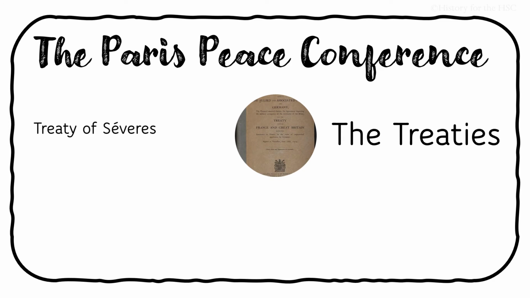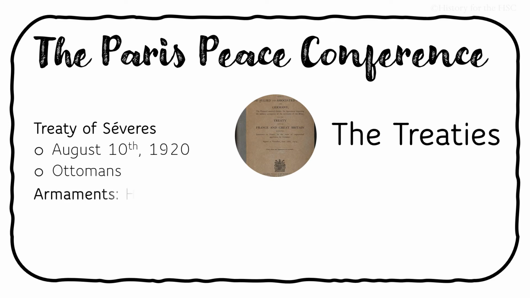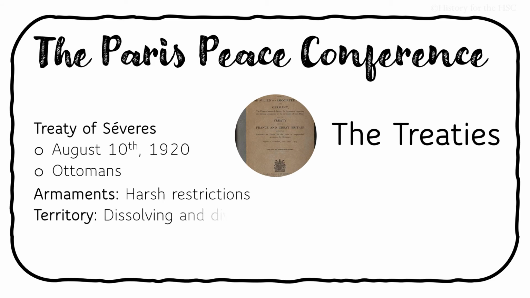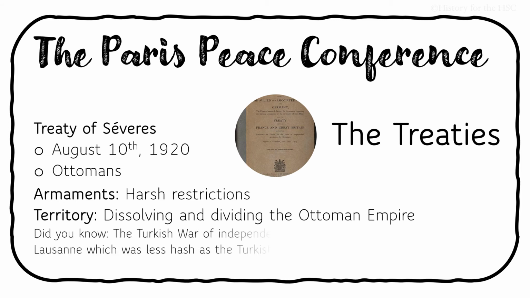The Treaty of Sevres was signed with the Ottoman Empire on August 10th, 1920. Again, the Ottomans did not have to accept blame for the war. There were harsh restrictions in terms of their armaments, no reparation payments. However, territorially, the treaty resulted in the complete dissolving and dividing of the Ottoman Empire. It was to be divided up and split.